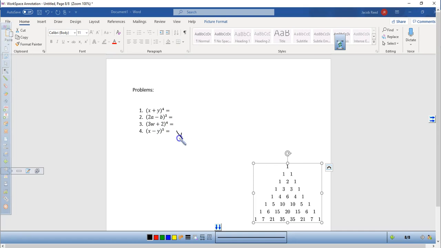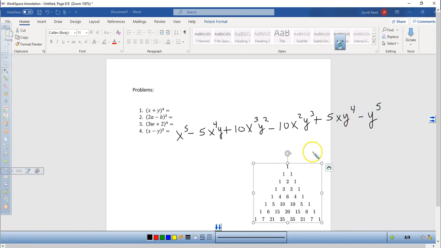It's going to be x to the 5th minus 5x^4y plus 10x^3y squared minus 10x squared y^3 plus 5xy^4 minus y to the 5th.